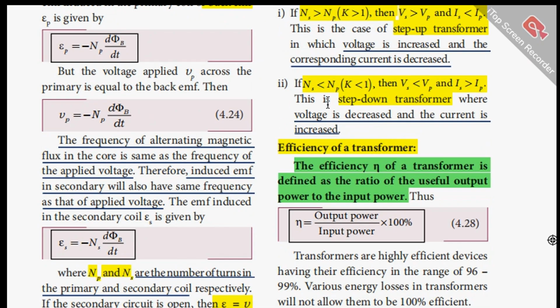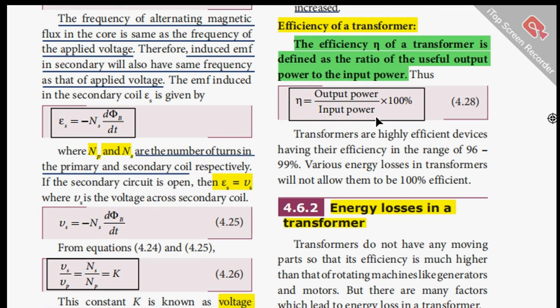The second case: if the number of turns in the secondary coil is less than that in the primary coil, Ns less than Np, then K is less than 1. So Vs is also less than Vp, but Is, the secondary current, is greater than the primary current Ip. This is the step-down transformer, where the voltage is decreased and the current is increased.